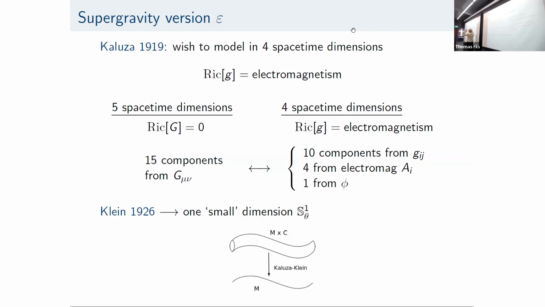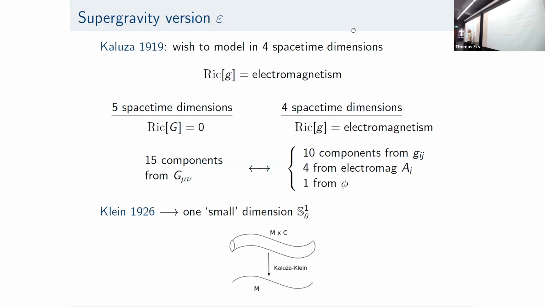So Kaluza's idea was, could we somehow take this theory and encode it in this vacuum higher dimensional theory? Which is great, because vacuum is indeed prettier. And so Klein was the one who came along and said, well, this extra dimension needs to be small. It needs to be like a hosepipe viewed from very far away. You only see one dimension.